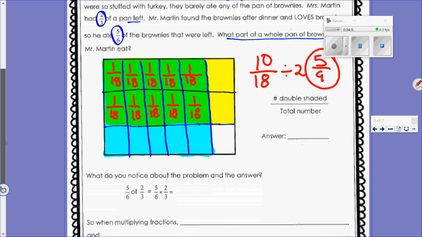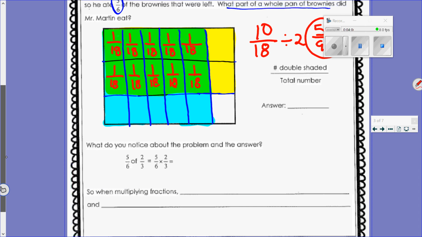All right, so if we look at just the problem to work out a multiplying fractions problem. So what do we notice? What are we actually doing? If we look at 5/6 of 2/3, we write that mathematically as 5/6 times 2/3. So what's 5 times 2? 10. What is 6 times 3? 18. Does that look familiar? Yep. That's what we just did, right?